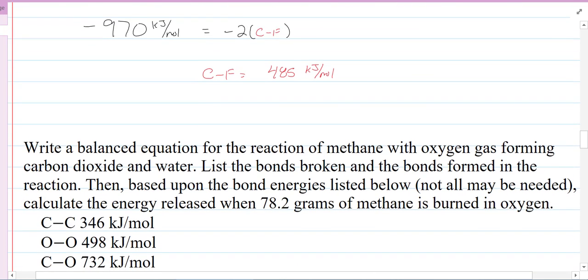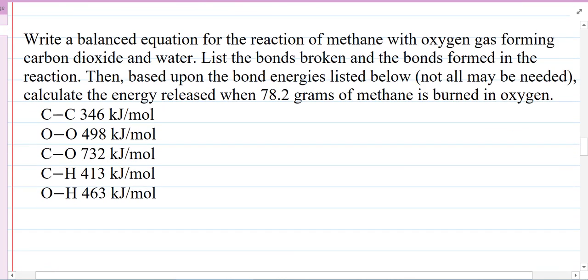For the balanced equation for the reaction of methane with oxygen gas forming carbon dioxide and water. Okay, so methane, CH4, plus O2 going to CO2 plus H2O. So 4, put a 2, and I think a 2. I think that's it. I think it's balanced.